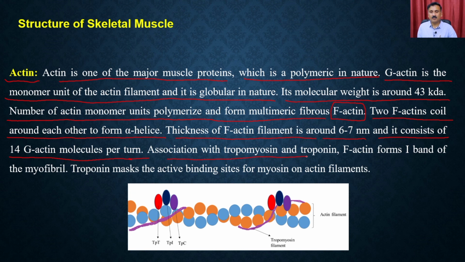In association with tropomyosin and troponin, F actin forms the I band of the myofibrils. Troponin masks the active binding site for myosin on the actin filament. So, apart from this, you also have tropomyosin and troponin, and that helps with muscle contractions.